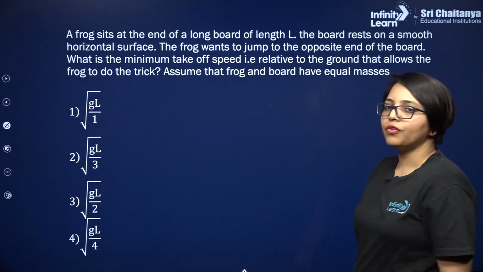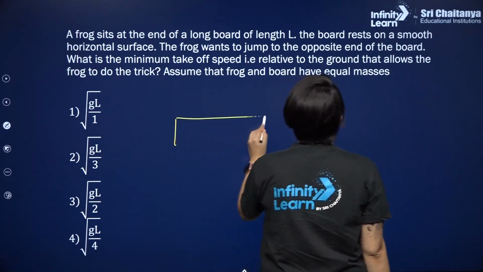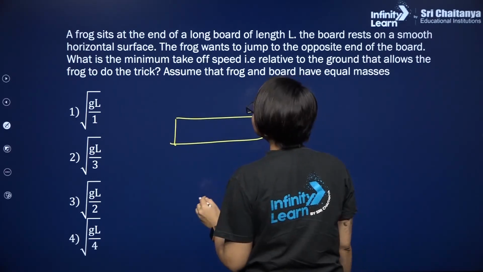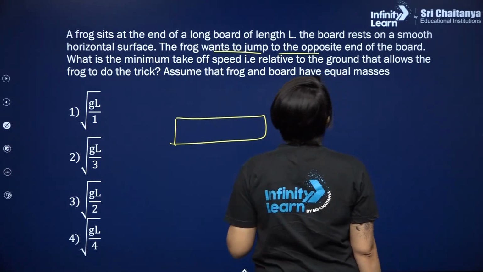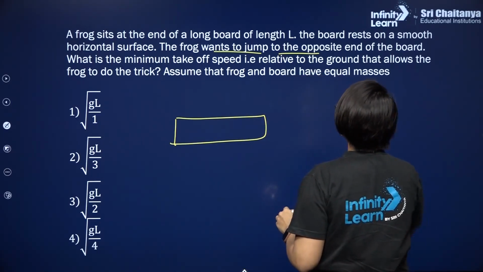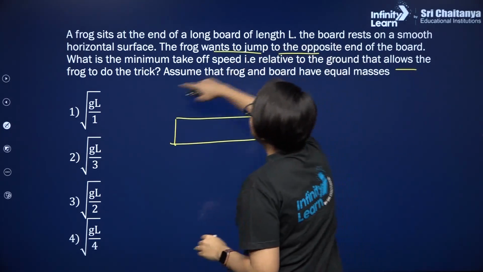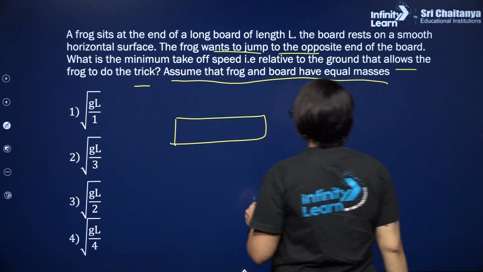Next is this one. A frog sits at the end of a long board of length L. The board rests on a smooth horizontal surface. The frog wants to jump to the opposite end of the board. What is the minimum takeoff speed, that is relative to the ground, that allows the frog to do the trick. Assume that the frog and the board are having equal masses.